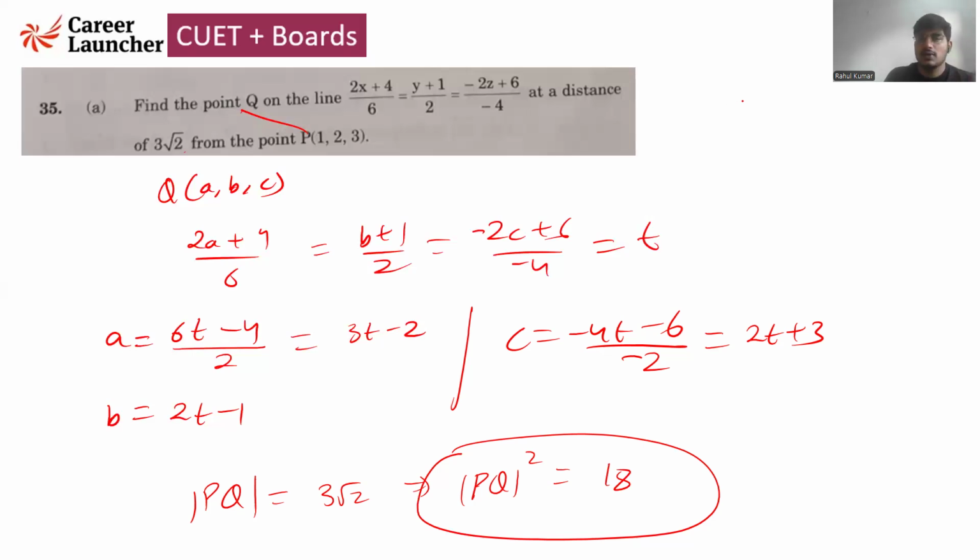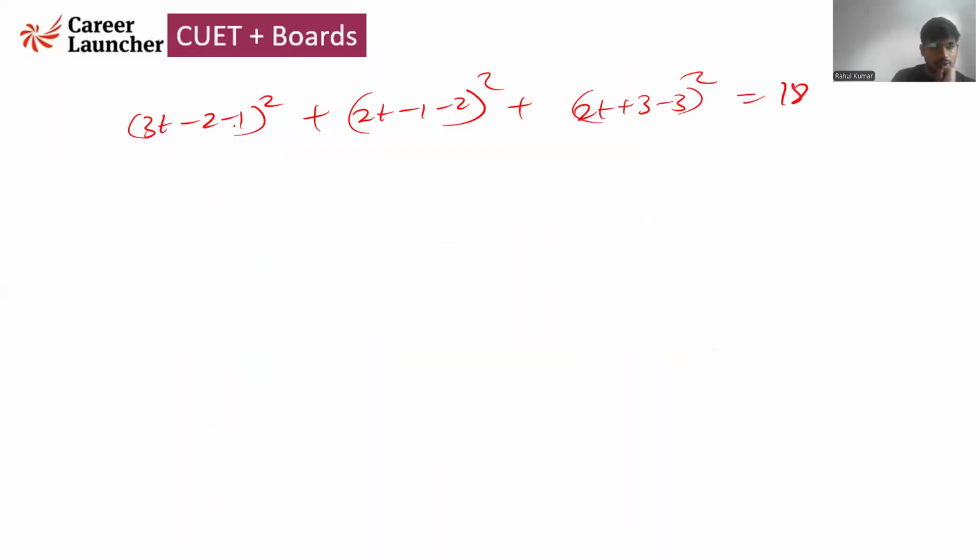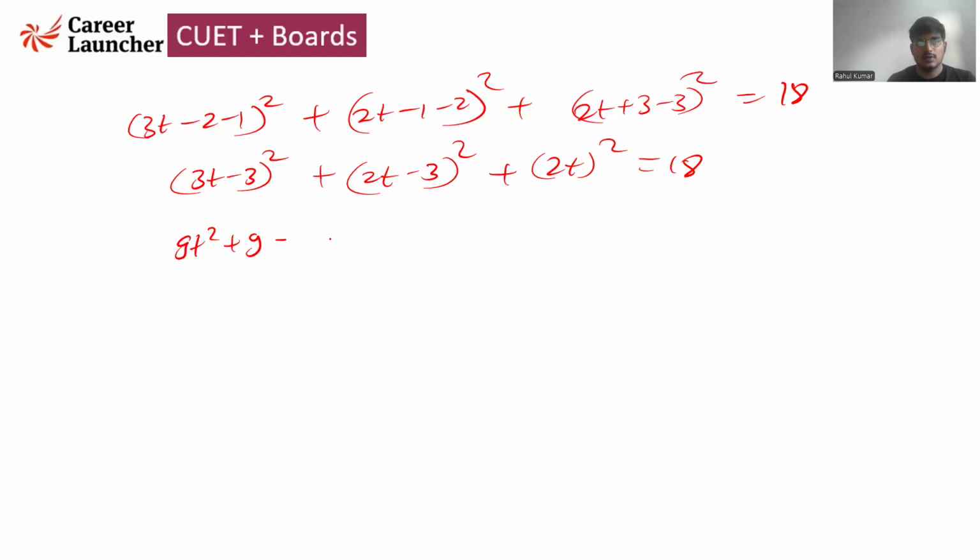Let me recheck this one. So we have 3T minus 2 minus 1, 2T plus 3 minus 3, 2T minus 1. Yeah. Now let's solve this one. So we have (3T minus 3) whole square, (2T minus 3) whole square, and (2T) whole square is equal to 18. Okay, so the question has become quite lengthy. It looks lengthy. Let's try to check this out.